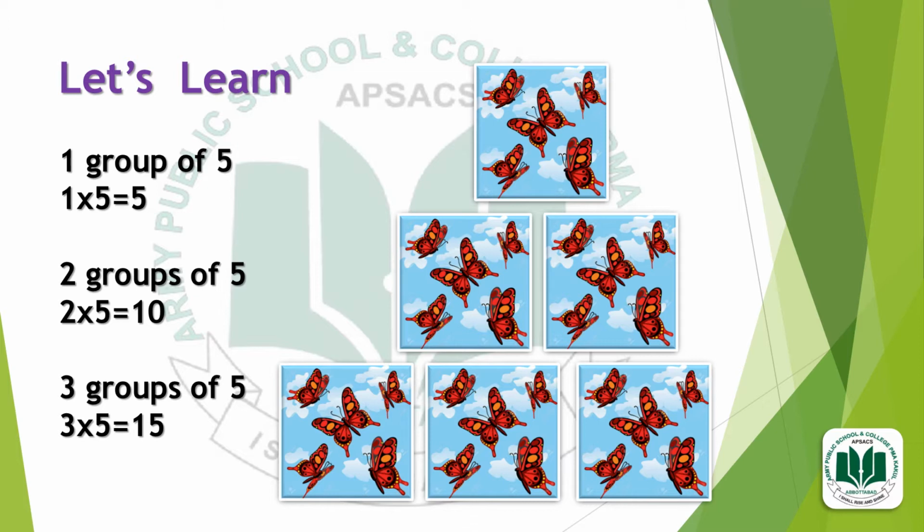Next we have 3 groups of 5s. How many butterflies are there? 3 groups of 5s means 3 multiplied by 5. Read the table of 5. 5 3s are 15. We have 15 butterflies.